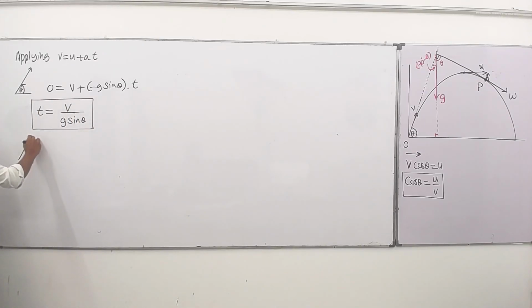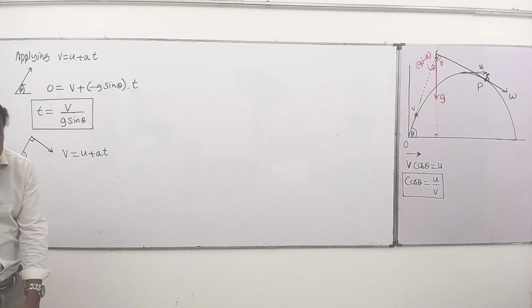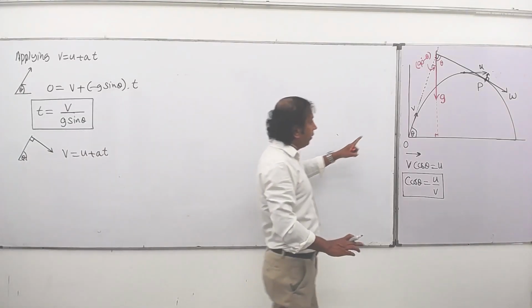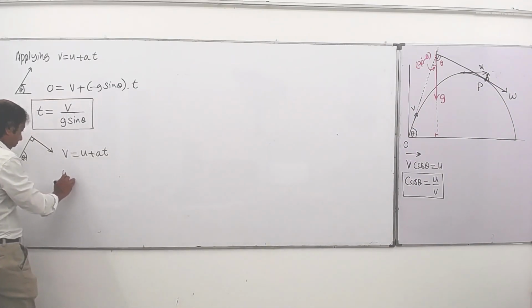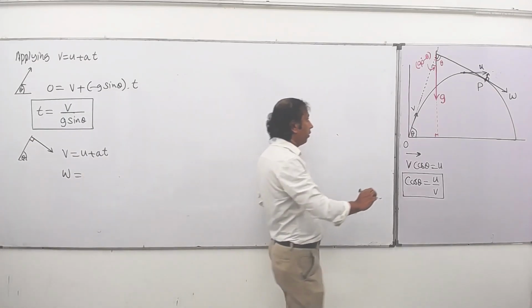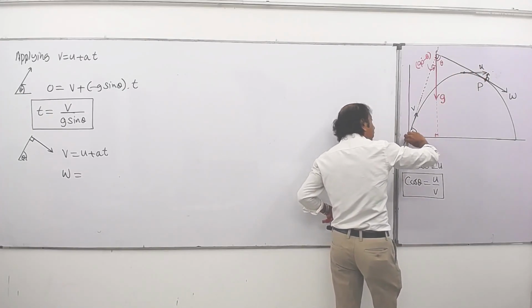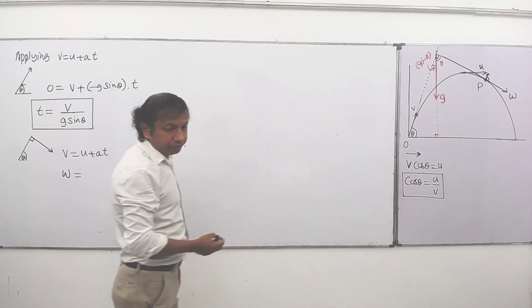Now, secondly, we apply the equation of motion in this direction. Here 90. The same V equals U plus AT we apply. Here V is the final velocity. We apply this direction. That means when the particle is at the point P, along this direction the velocity is W. U is the initial velocity, when it is projected, the velocity along this direction. So initially it is projected this way. The direction we apply is perpendicular to this V, so this V has no component in that direction. That's 0 now.